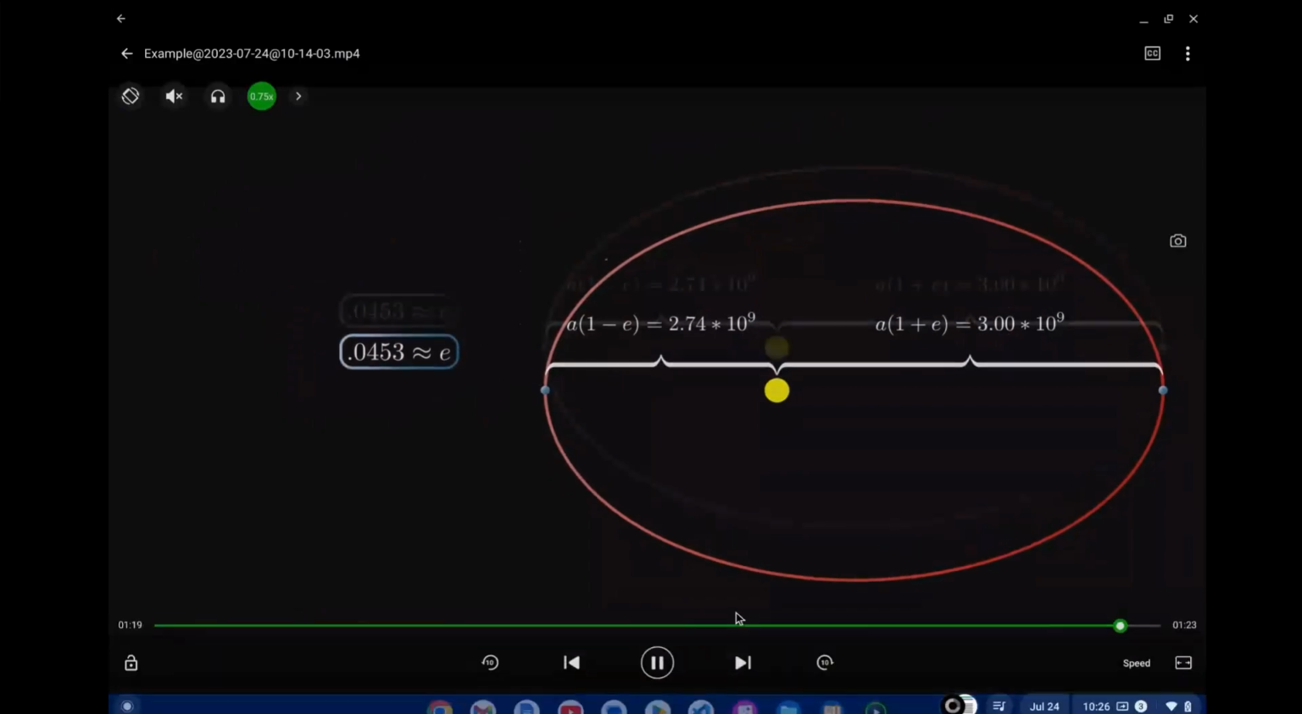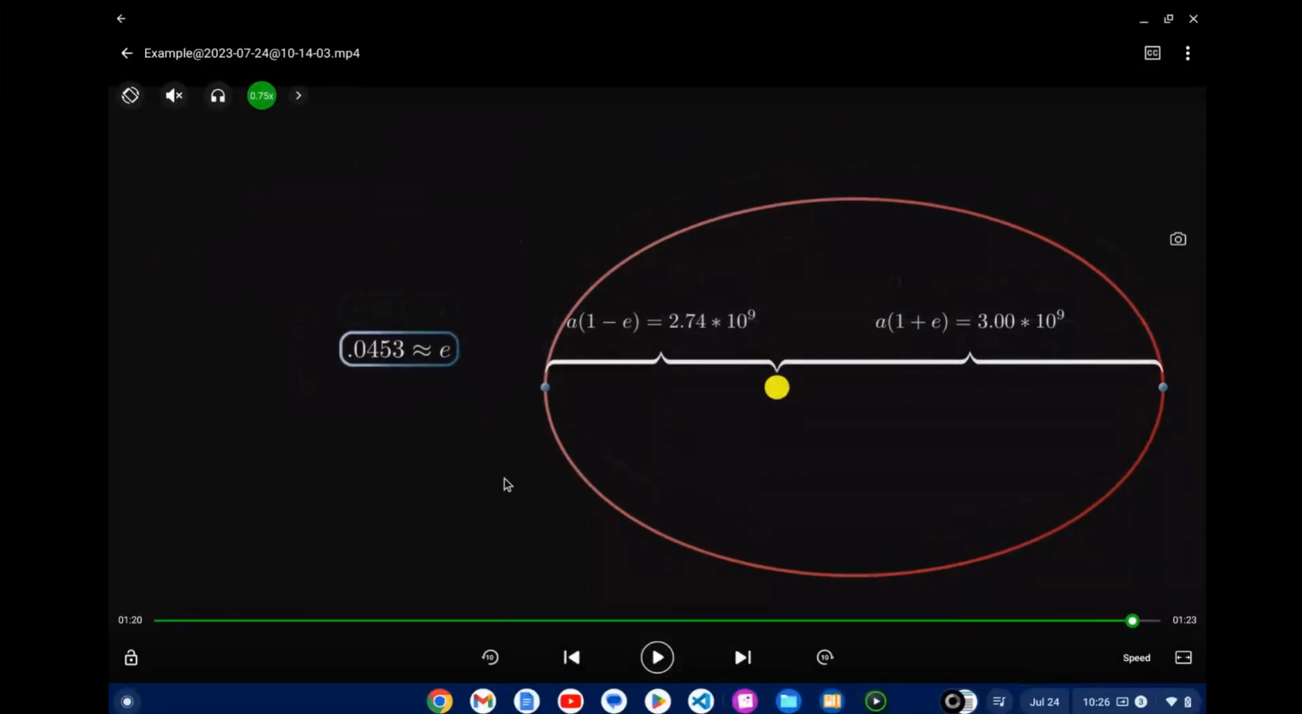Okay, there it is. Now, let me just point out here that this ellipse is not at all to scale. It's much exaggerated. So the eccentricity of this drawing is way bigger than that. With an eccentricity of 0.0453, the orbit is much closer to a circle. So this is just for illustration purposes. These distances are not that different. All right. Anyway, I hope that was helpful.